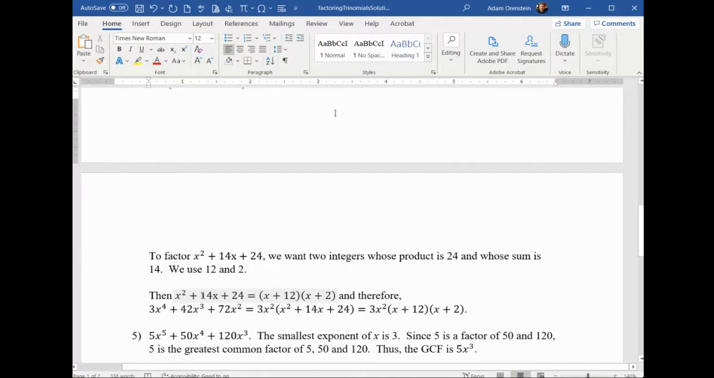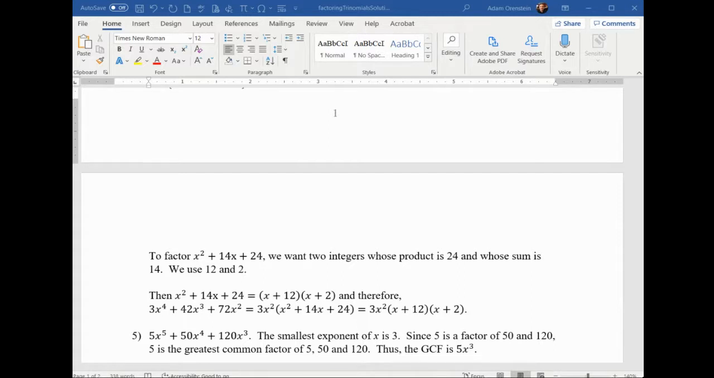Two numbers whose product is 24 and the sum is 14. Well, not 10 and 4. I almost said 10 and 4, but that doesn't work, because 10 times 4 is not 24, but 12 and 2 work, right? It might take a little trial and error to find a pair of integers. That can happen. But 12 and 2 are going to work. Their product is 24. Their sum is 14, so it works.